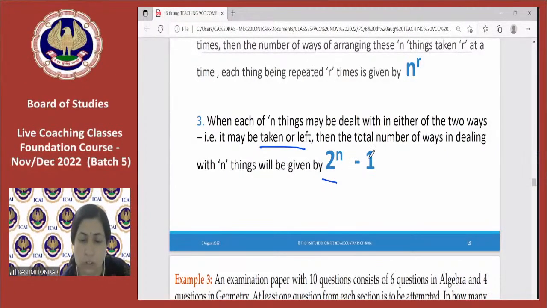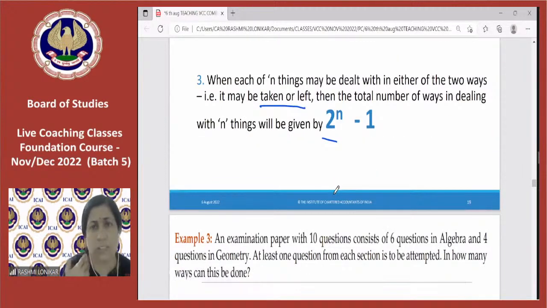But I am also having -1, so that we don't take the condition that I am not going to answer any questions, so that I'm not appearing for the exam. We remove that. So you have 2 raised to n minus 1. Okay, I just told you the logic behind it. You don't have to worry. In the exam, they will just give you this. You have to tick mark 2 raised to n minus 1.